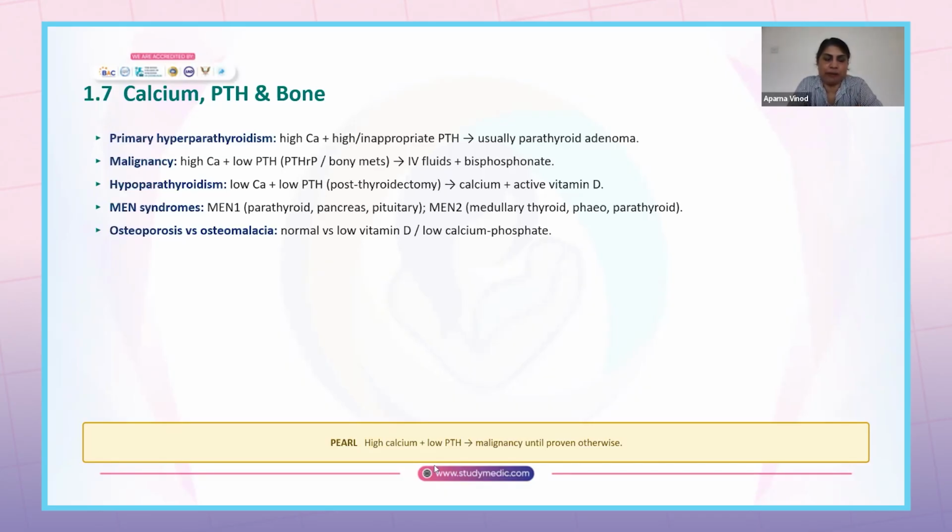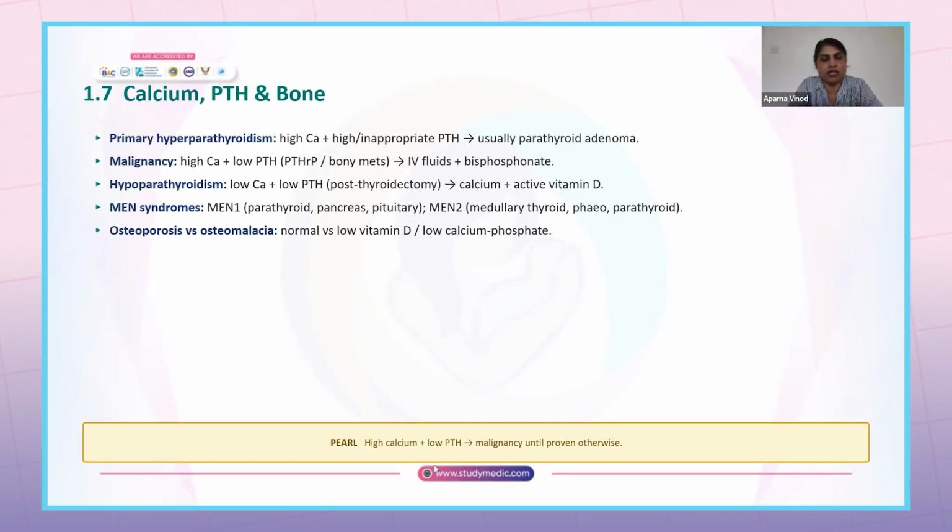So in primary hyperparathyroidism, PTH will be high and calcium will be high as well, and it is usually caused by parathyroid adenoma, and depending on how bad the symptoms are, we will decide whether to go ahead with medication or with surgery.